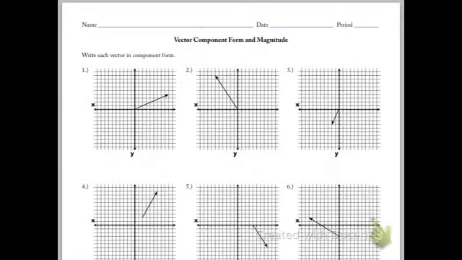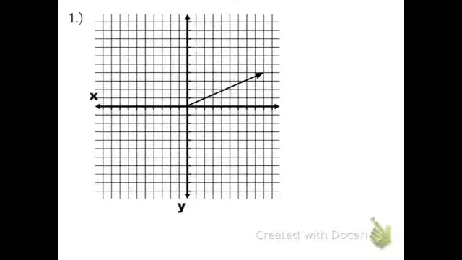Alright, so we do time for the vector component form and magnitude paper solutions. And so on each of these, remember that a vector has both direction and magnitude. Magnitude being like how long it is, and direction, well, the direction it's going. And if you want to get that, you need to get the change in x and the change in y for all of your vectors.